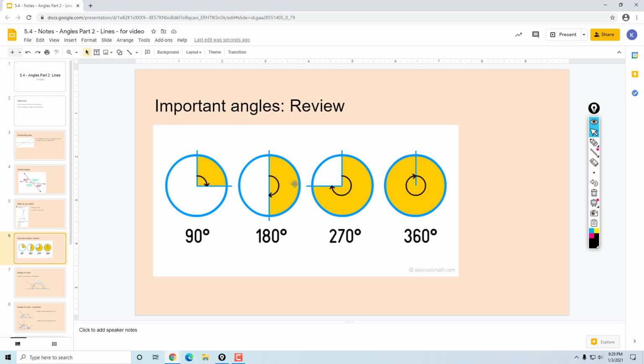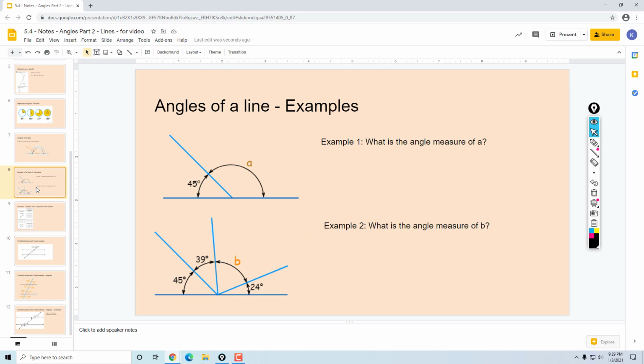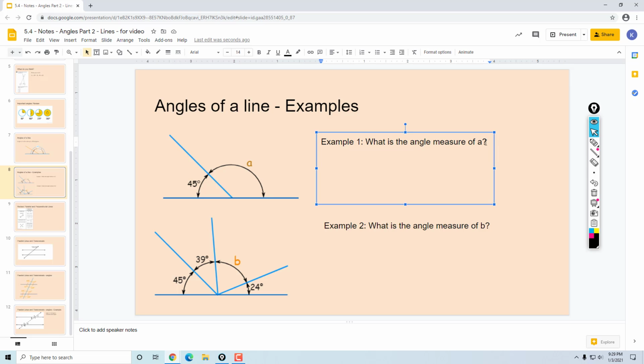Okay. Remember 90, 180, 270, 360? Well, that means the straight line must be 180 degrees. So, example 1, what is the angle measure of A? A has to be 180 degrees minus 45 degrees, which is 135 degrees.